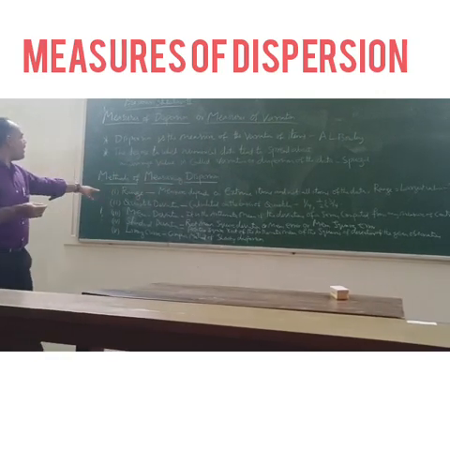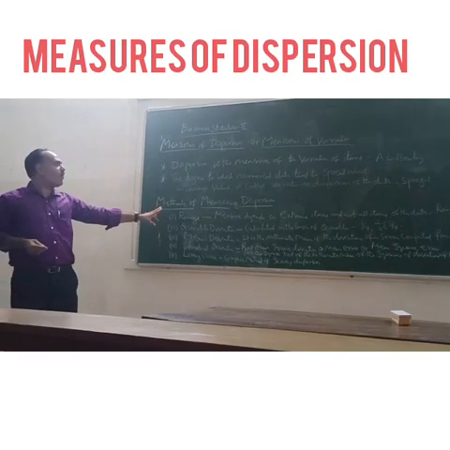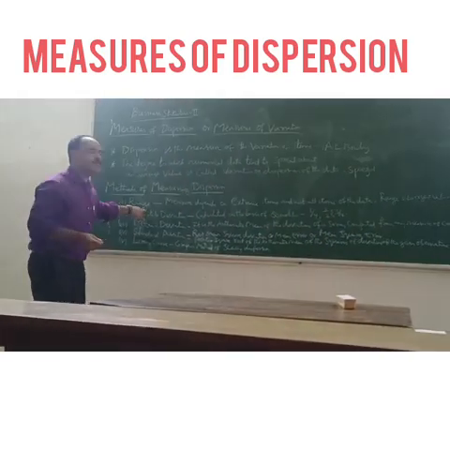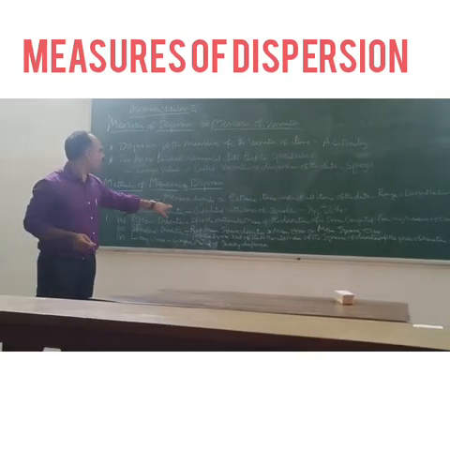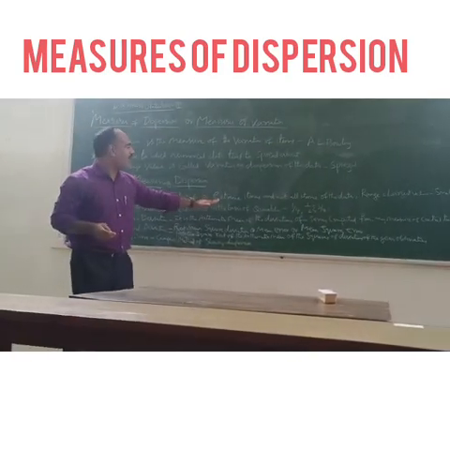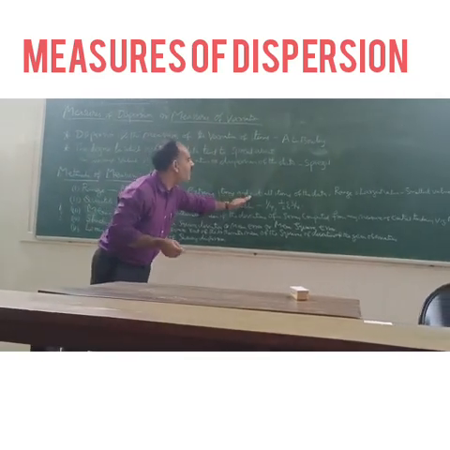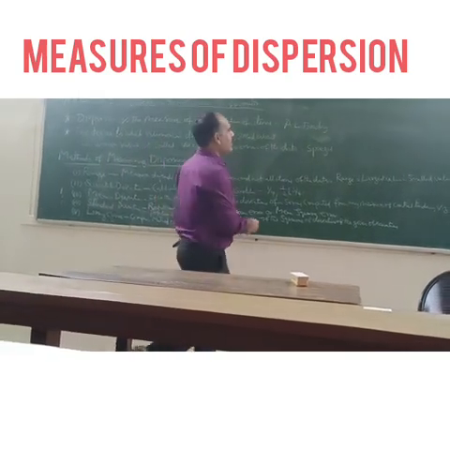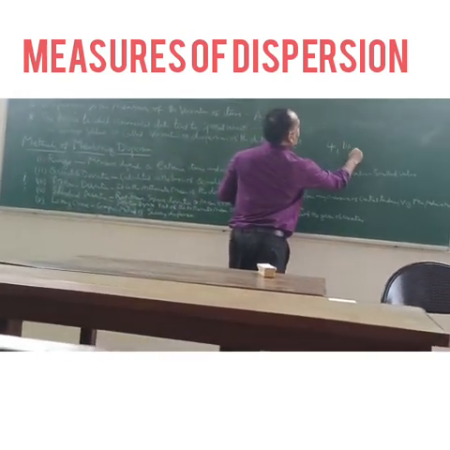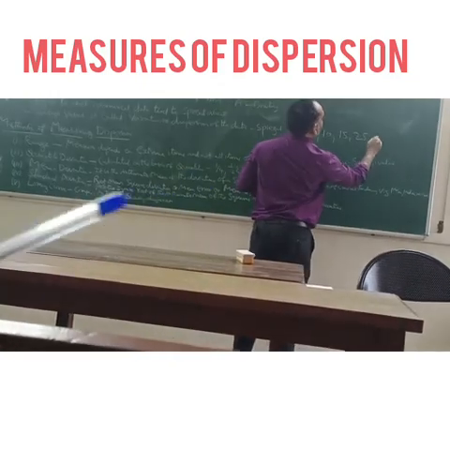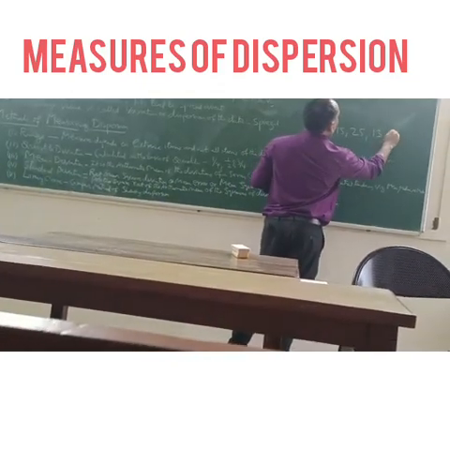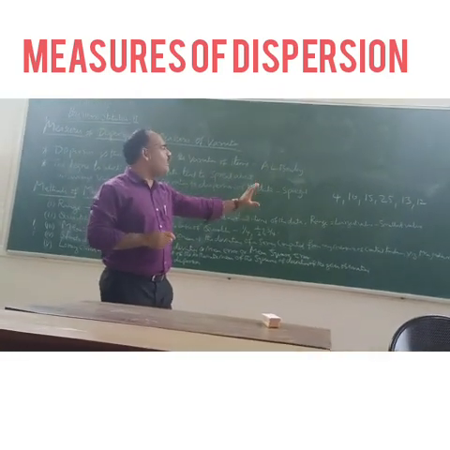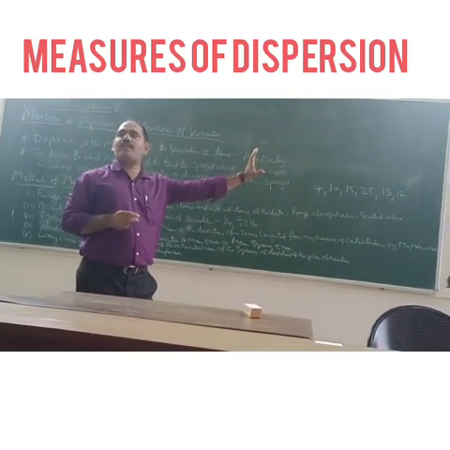Here we have a few methods of measuring dispersion or variation in the data. The first one is range. Range is a measure that depends on extreme items and not all the items of the data. For example, we have the data 4, 10, 15, 25, 30, and 12. Here we will take only the extreme items to calculate the range.